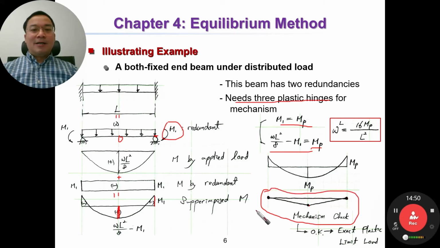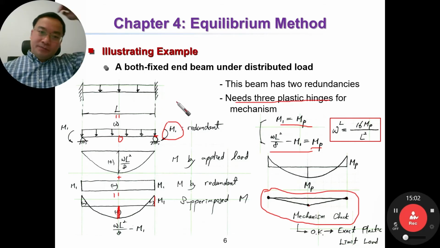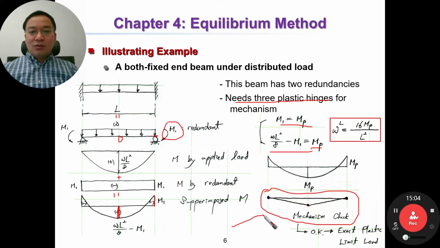But in a complex structure, sometimes we don't know, or it's not easy to assume the correct mechanism. That's why we have to do the moment check, the mechanism check, to ensure whether it is the correct solution or not. If it is not, then it is a lower bound solution.